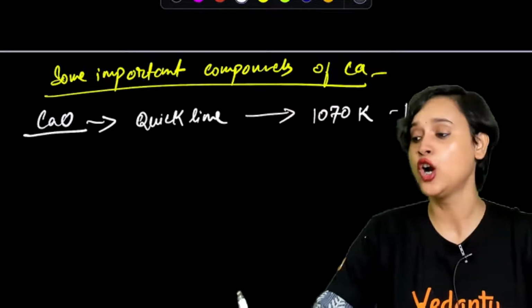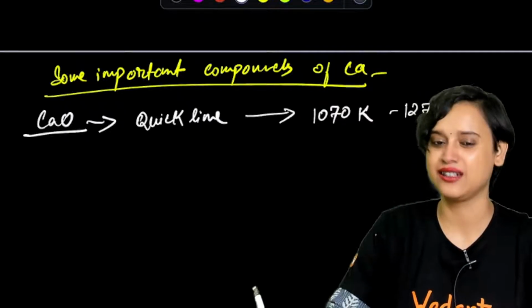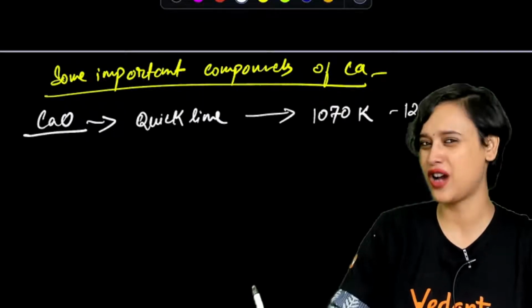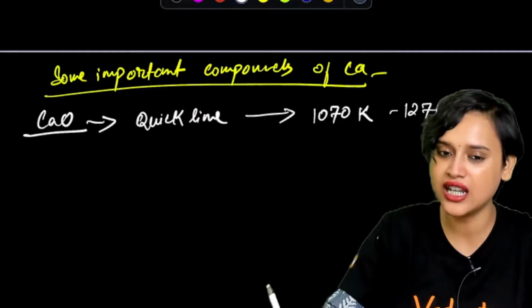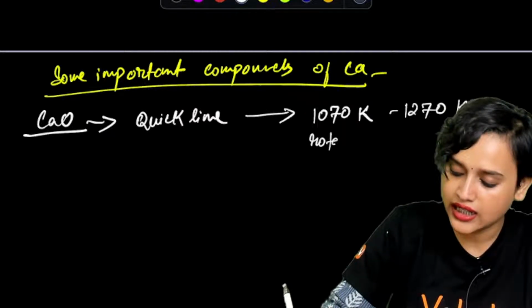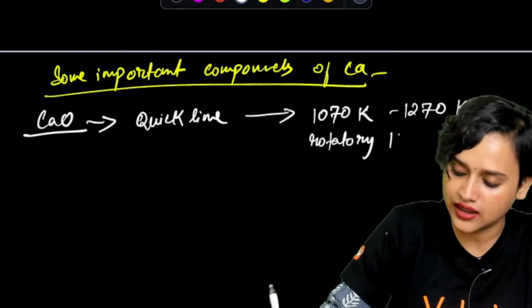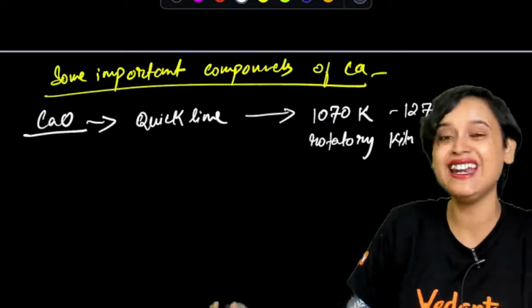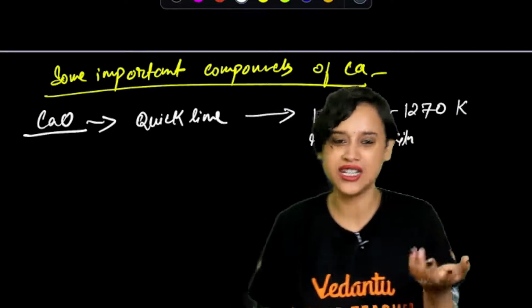What is it called? Rotatory kiln, K-I-L-N. I don't know how to pronounce it. Kin, I guess. Rotatory kin. Okay, it is called a rotatory kiln.